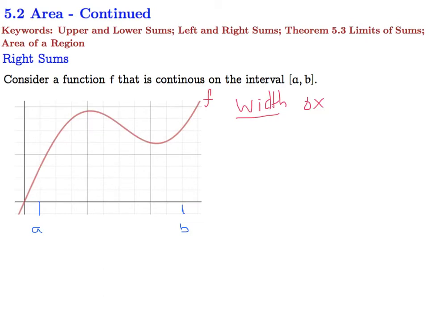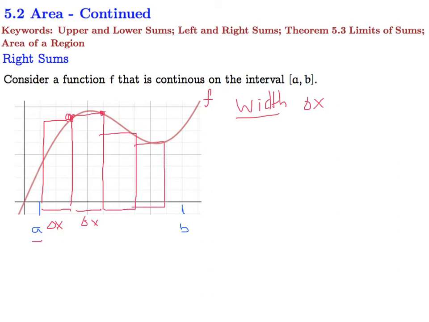So now that the width problem is figured out, we also need to figure out the height of each individual rectangle. So let's look at this here. We're going to start at the point a here, and we're going to draw a distance of delta x, and this is going to be the width of our rectangle. And if we draw a rectangle, I always want to use the right endpoint. That is, to make my rectangles, I'm always going to move over a distance of delta x, go up to my graph, and that's going to be the height. And I can just keep repeating this over and over again until I get to the end.